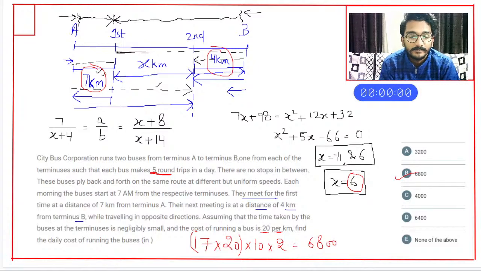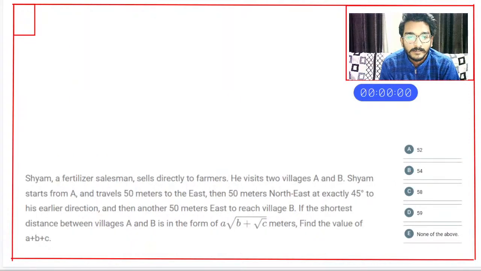Understood this part? Yeah. Just the last question. Solve this question now.